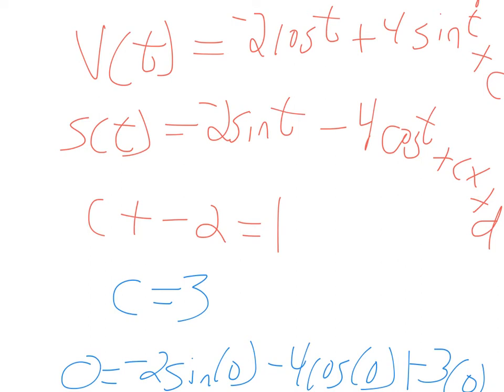Alright. And sine of 0 is 0, so that term's going to be gone. 3 times 0 is 0, that term's gone. Negative 4 times cosine 0 is negative 4. So we have 0 equals negative 4 plus d. That means d is 4. The final answer to this problem is S of t, the position of this particle, is negative 2 sine t minus 4 cosine t plus 3x plus 4.